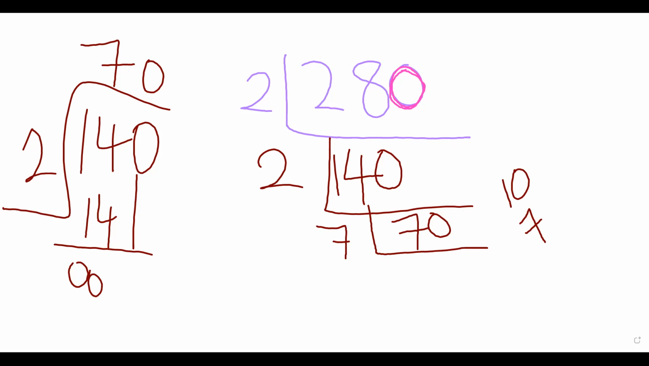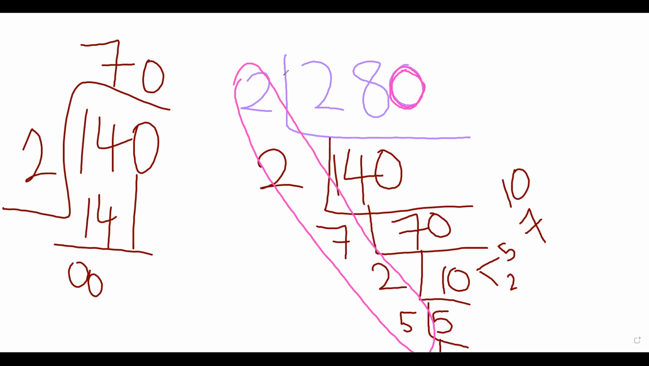When I divide 70 by 7, what do I get? What's the quotient? 10. It's 5 times 2. So choose a prime number. Which is the prime number? 2 or 5, they are the same. 10 divided by 2 is 5. 5 divided by 5 is 1. So what are now the prime numbers that when you multiply them you get 280? 2 times 2 times 7 times 2 times 5.